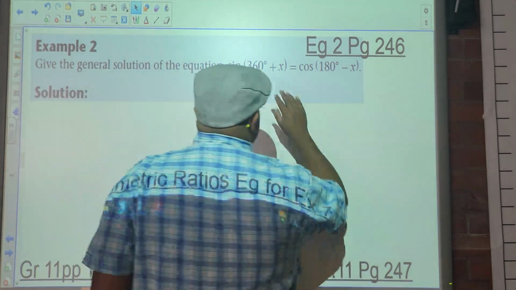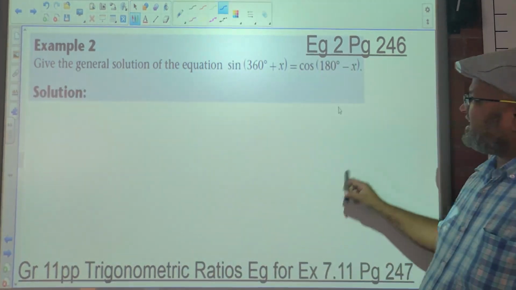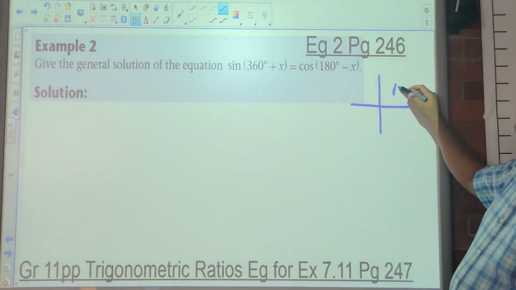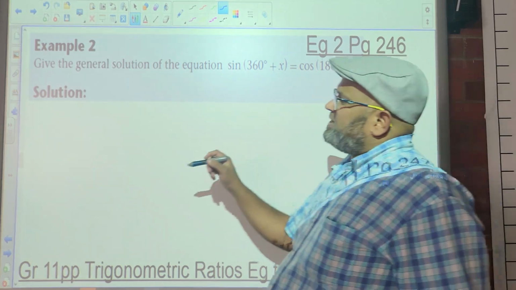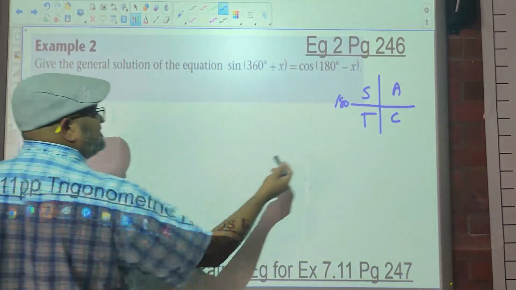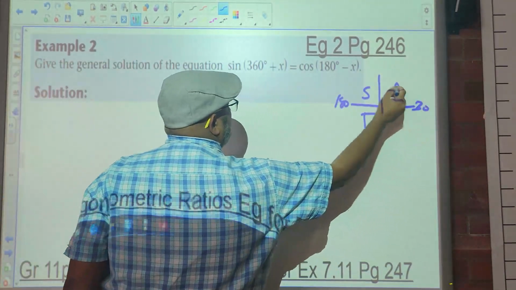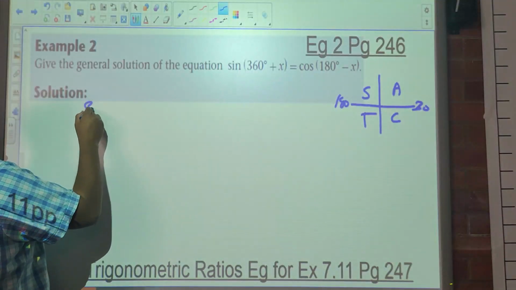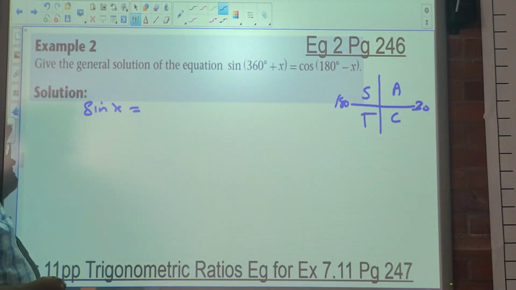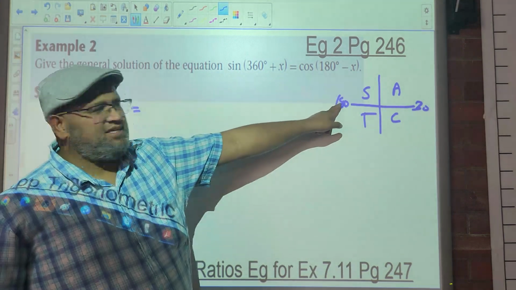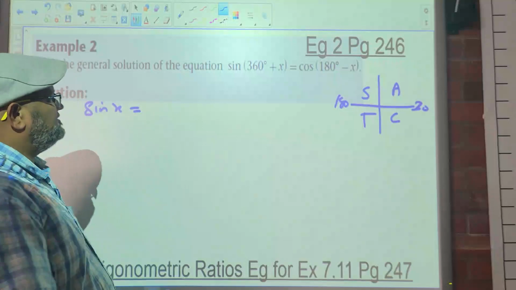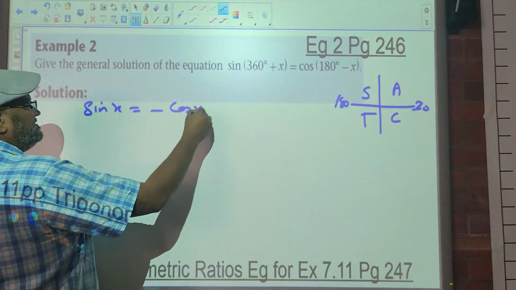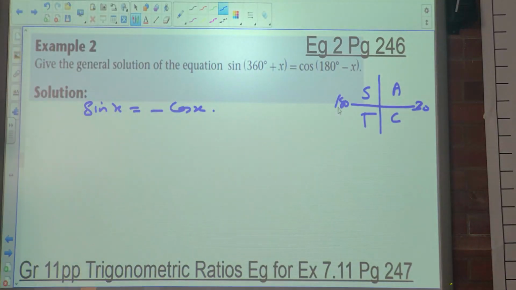We start by using a reduction formula, not so? The all stations to clear one. 360 plus x is in which quadrant? Quadrant 1. Is sine positive or negative? So sine x equals cos of 180 minus x. Which quadrant is that in? 2. Is cos positive or negative? Negative cos. So sine x is equal to negative cos x.